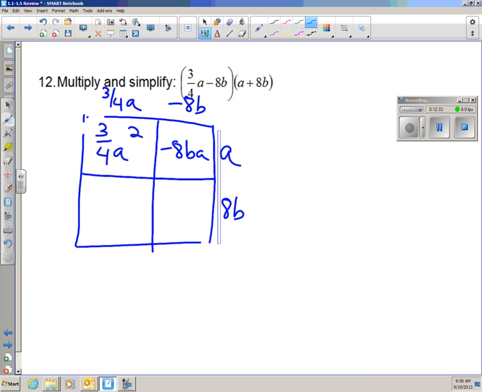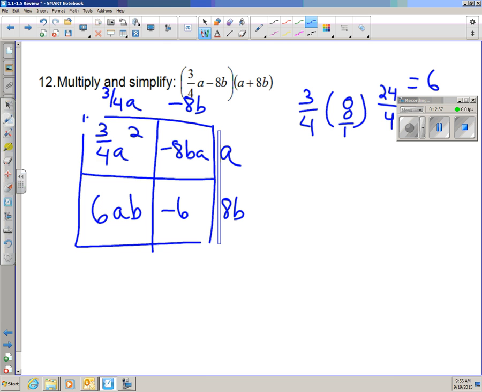3/4 times 8, 3/4 of 8 really just becomes 6. Basically, you can make this a fraction. Top times top is 24. Bottom times bottom is 4. What comes out here is a 6. So this box becomes 6AB.